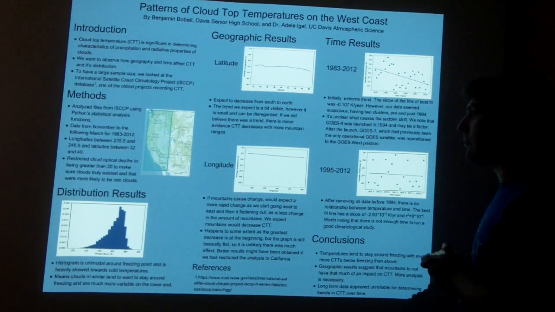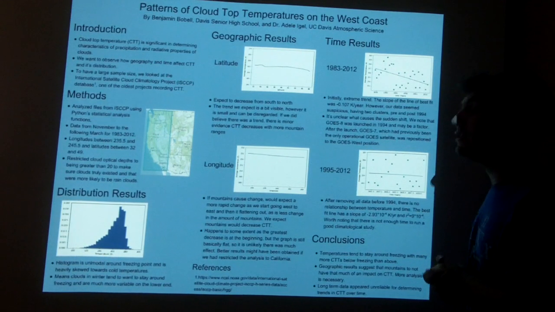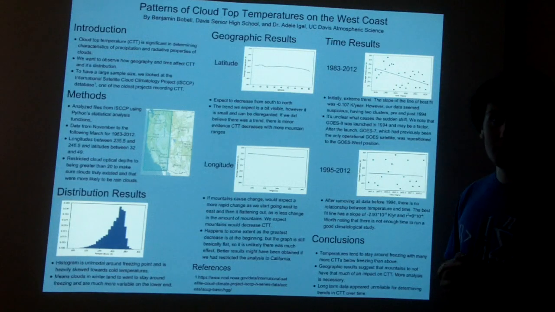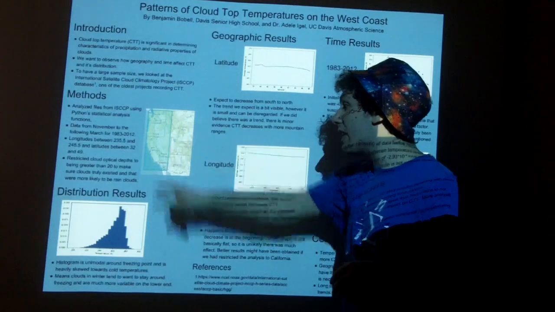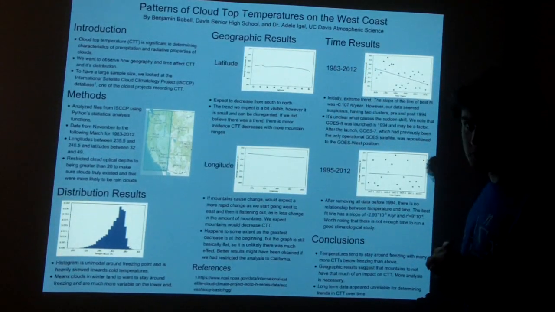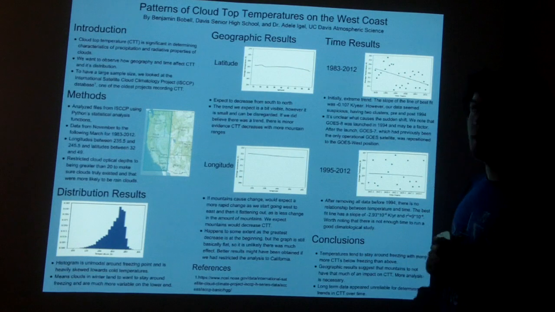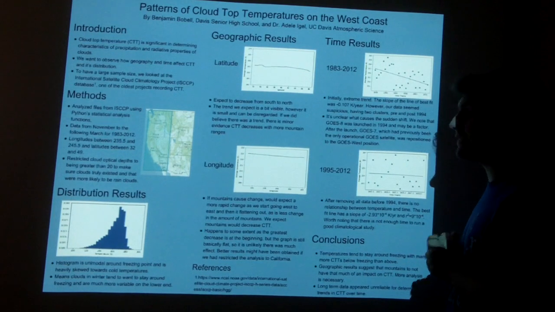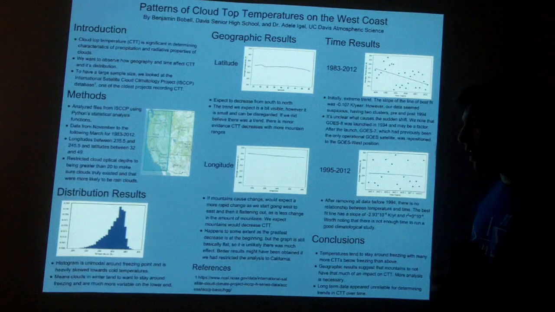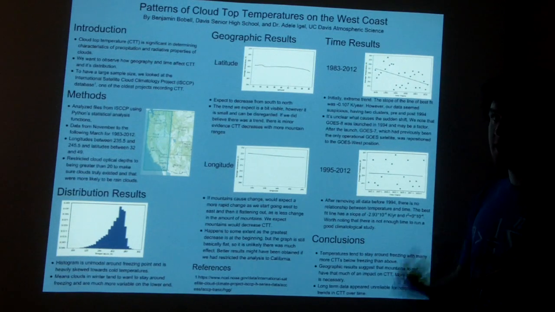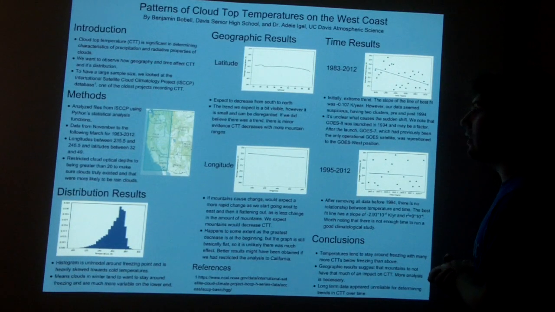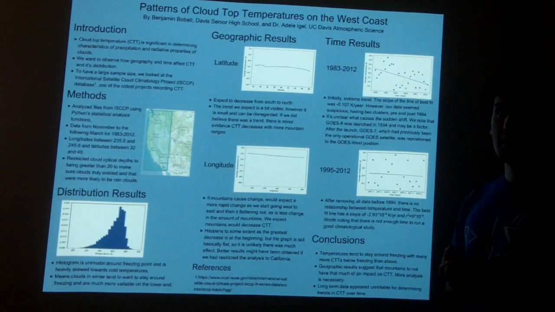The longitudes we looked at were between 235.5 and 245.5 degrees, and the latitudes were between 32 and 49 degrees. You can see that area right here. We tried to minimize the ocean interference as much as possible, since oceans do affect cloud top temperatures, without minimizing the land mass interference. We had to restrict cloud optical depths, which are a measure of the absorptivity of clouds, to be greater than 20 to make sure clouds actually existed in our database, and that they're more likely to be rain clouds, as higher cloud optical depth increases the likelihood of rain clouds.